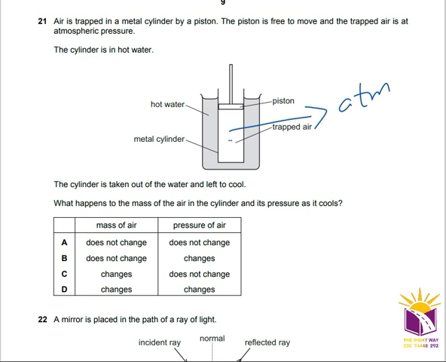As we know that there is atmospheric pressure inside and outside, so due to which there will be no change in the pressure. There will be no change in the pressure, and we know that no mass moves outside the piston, so there will be no change in mass as well. So mass does not change and pressure of air does not change, because there is atmospheric pressure outside and inside of the cylinder.